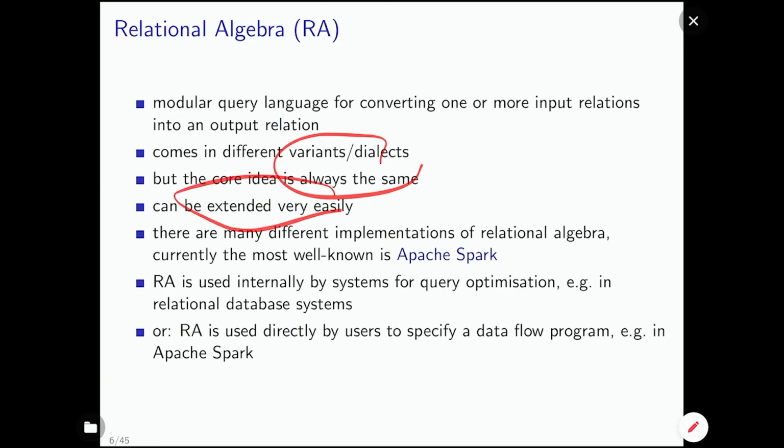And there are many different implementations of relational algebra. Currently the most well-known is Apache Spark. So if you ever have to handle big data sets, you probably want to look at Apache Spark. By big data sets, I mean if you go beyond gigabytes into the terabyte range, something like that, you probably don't use a database system for that to start with, but you use something like Spark. And what is Spark? Spark is basically relational algebra plus. It's nothing more than that. Yeah?